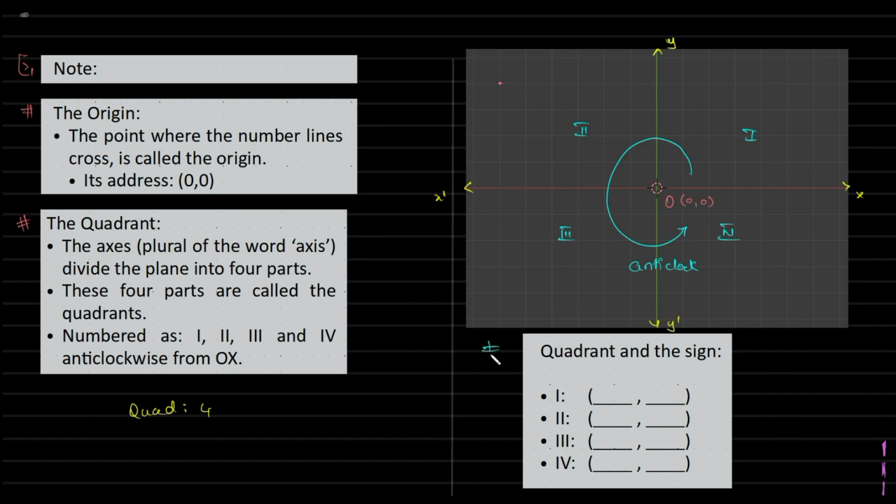Now we need to relate quadrants and the signs. That is, the numbers that appear on the first quadrant, second quadrant, third and fourth, what are the signs that they are related to? For example, in first quadrant, any point on the first quadrant, it will be positive and positive, right? In a similar manner, second, third and fourth, what are the signs? Can you pause and figure it out? What can be the signs?